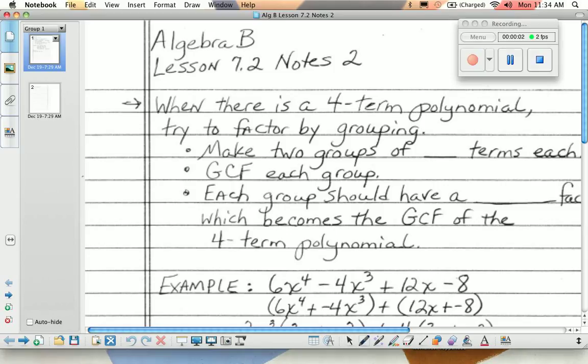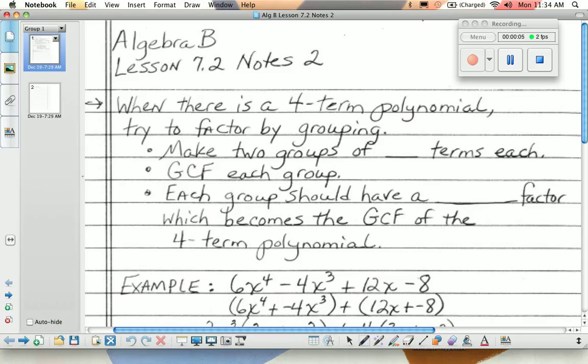So today, as we continue on in lesson 7.2, this is what we are going to look for whenever we see that we have a 4-term polynomial. Notice right here I say we're going to try to factor by grouping. Now all of yours today you're going to be able to, but not every 4-term polynomial can be factored by grouping, okay? So I'm just putting that out there for you right now, that you just need to make sure that your first move is to see if you can factor it by grouping. So we'll practice that today.